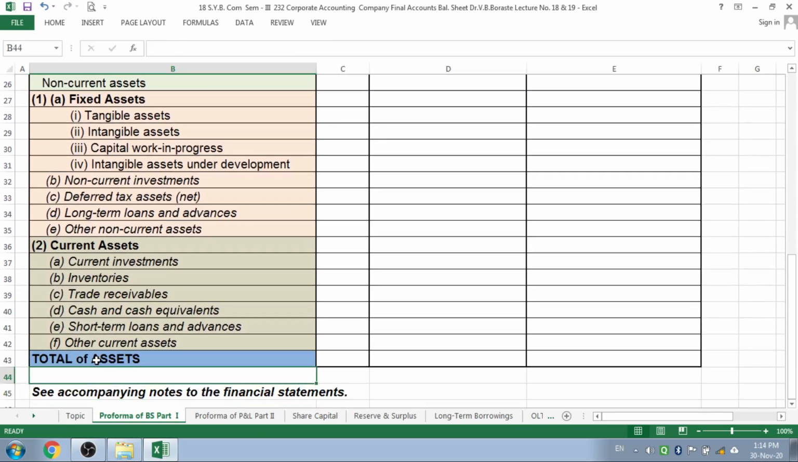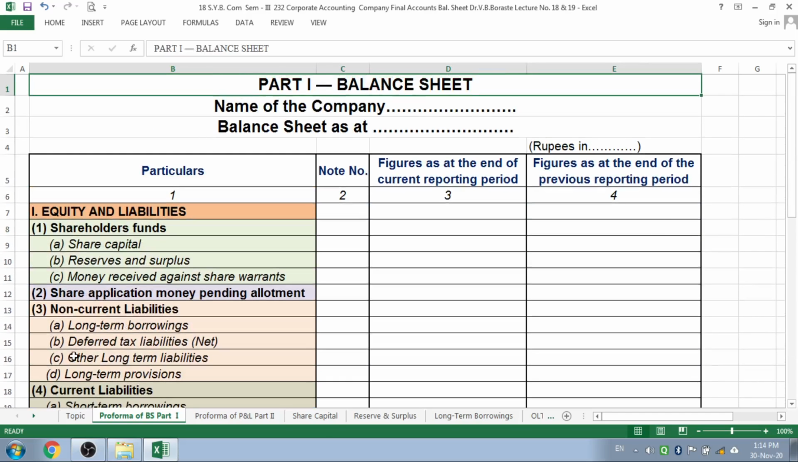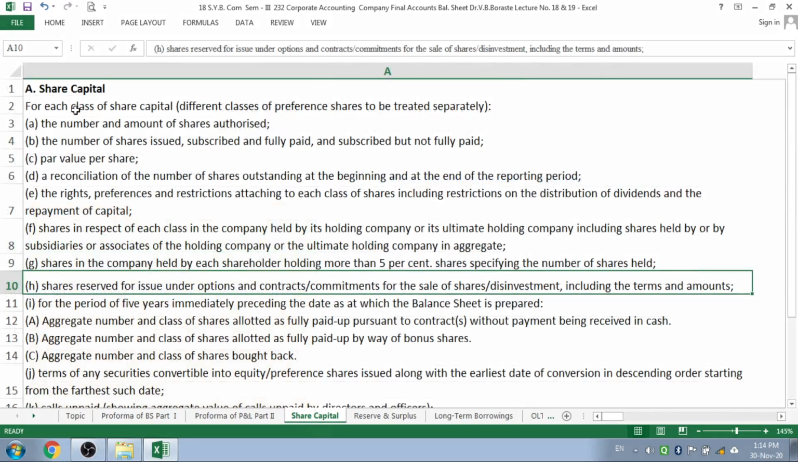Today we are going to discuss the subcategorization, or we can say the notes or explanatory notes, where we have to see what items are included under the head share capital, what are the parts of reserve and surplus, and long-term borrowings, as well as other assets. So let us start with the first item of the balance sheet, that is share capital. So here is the share capital.